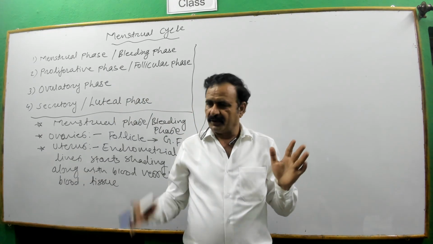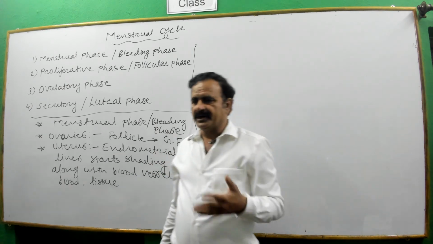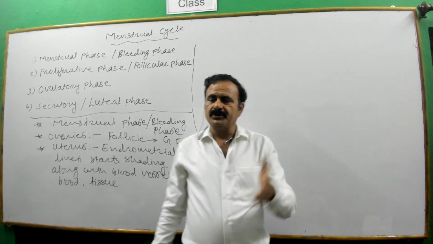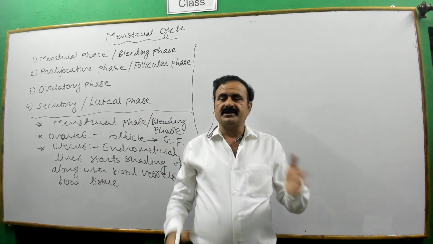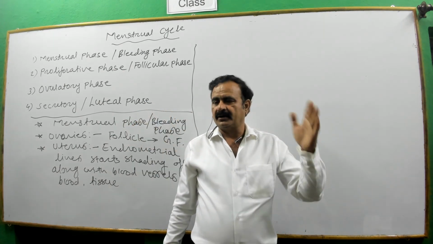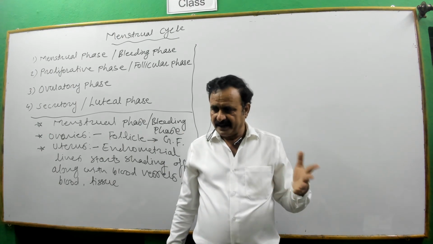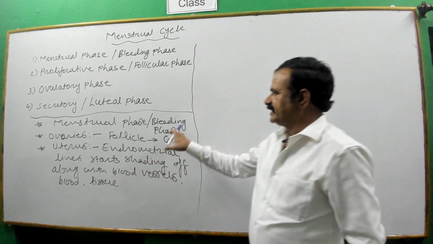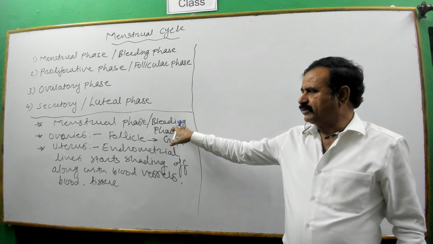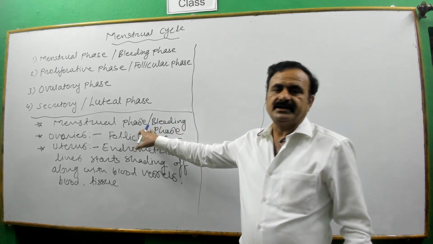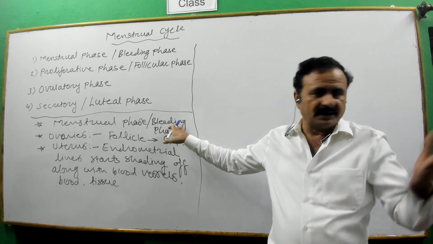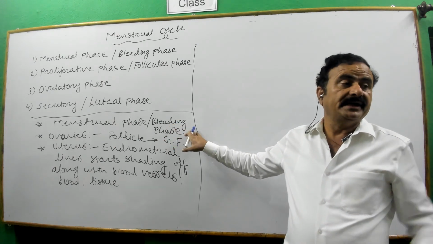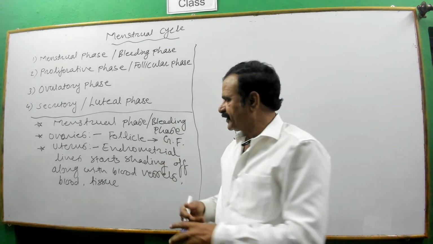How much time is required for this? 3 to 4 days, and in this duration near about 40 to 80 ml of blood is removed from the body of the mother. Clear? This first phase is called the menstrual phase. Since blood is removed from the reproductive system of the mother, it is also called the bleeding phase.